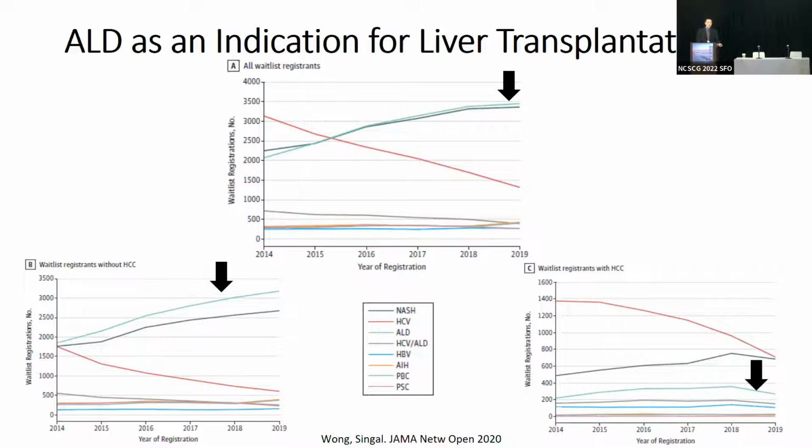The other really nice thing that we see here is the decline in the red line, which represents Hep C related indication.